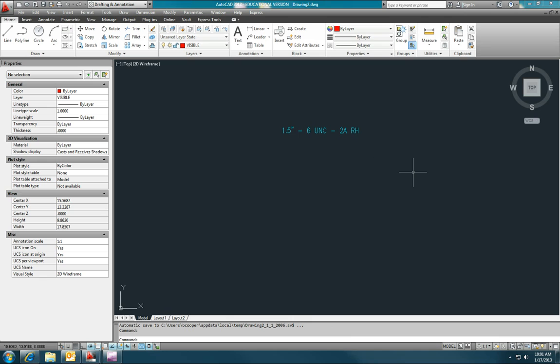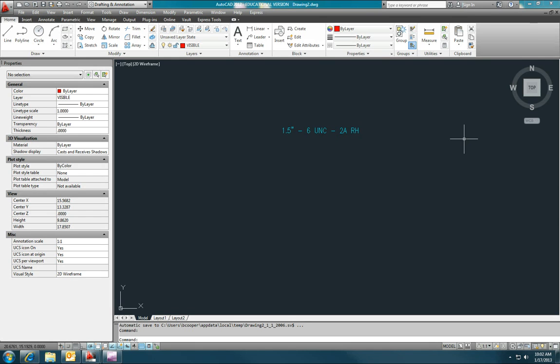The RH is actually extra information that doesn't need to be in the thread note, but it's just placed there for your benefit. The RH stands for right hand turn thread. Typically, if you don't see an LH in a thread note, then you're to assume that it's an RH, and of course an LH is a left hand. So again, if you don't see RH in a thread note or LH, you are to assume that it's an RH.